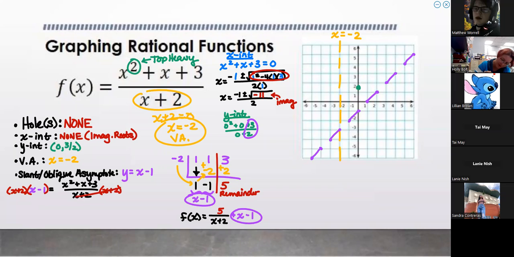So my denominator cancels out. I'm going to need to distribute here. So I have x squared minus x plus 2x minus 2 is equal to just that numerator there, x squared plus x plus 3.